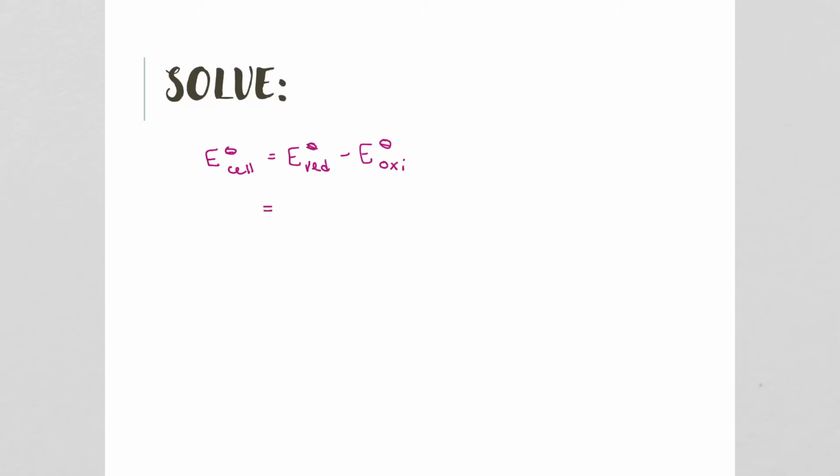So we had positive 0.40 volts for the reduction reaction, minus negative 0.44 volts for the oxidation. So that is equal to 0.84 volts. This is a positive sign, so that tells us that the reaction is spontaneous. So we have a spontaneous reaction.